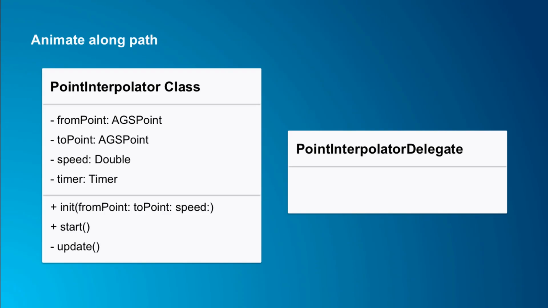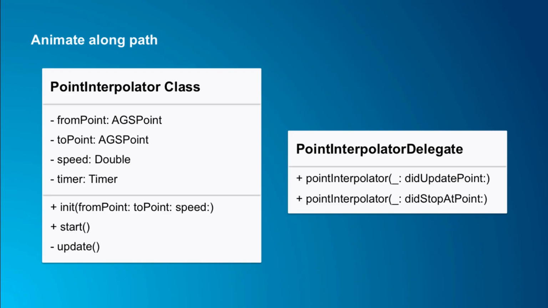So this class is implementing the PointInterpolator delegate protocol, which provides a method didUpdatePoint, which is fired every time the timer comes up. The timer is fired and a new point X is generated. So the implementing class could know when it has to update the geometry of the graphic. And the second method is didStop at point. It tells you when the animation stopped or has completed.